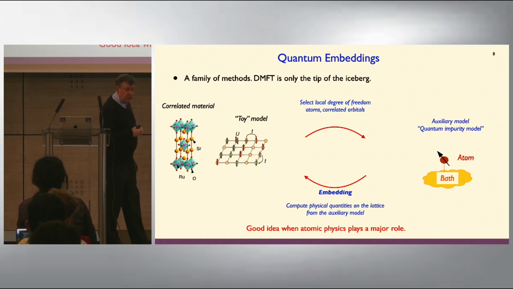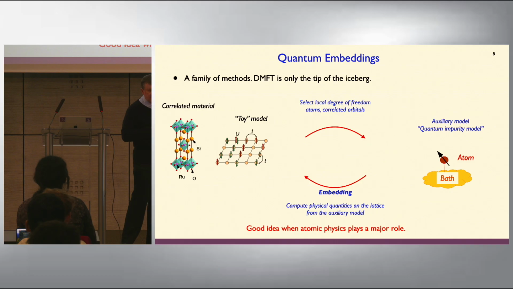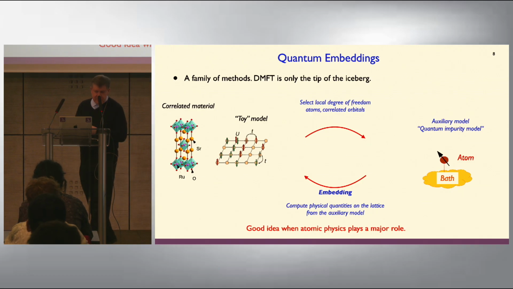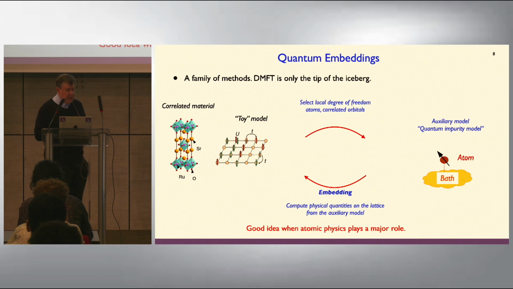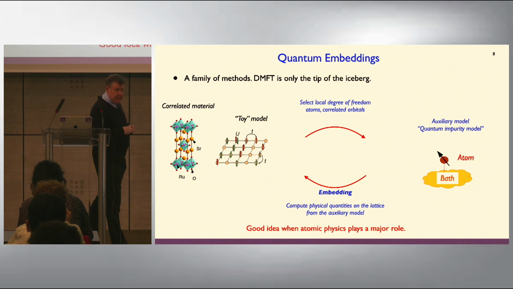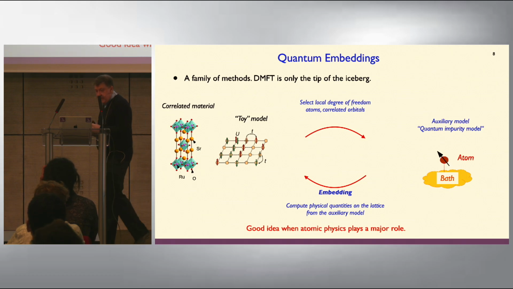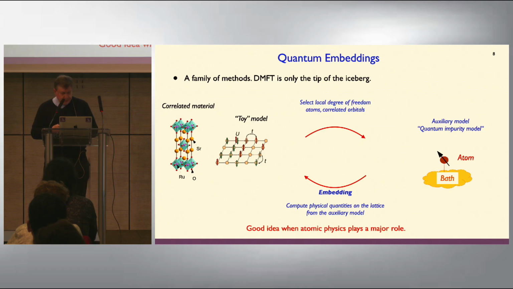DMFT is part of a larger family, which we now call quantum embeddings. We take a material or a model like the Hubbard model, and we extract some local degrees of freedom to build an auxiliary problem, which we then re-embed into the lattice. We'll come back to this picture when we see the equations.